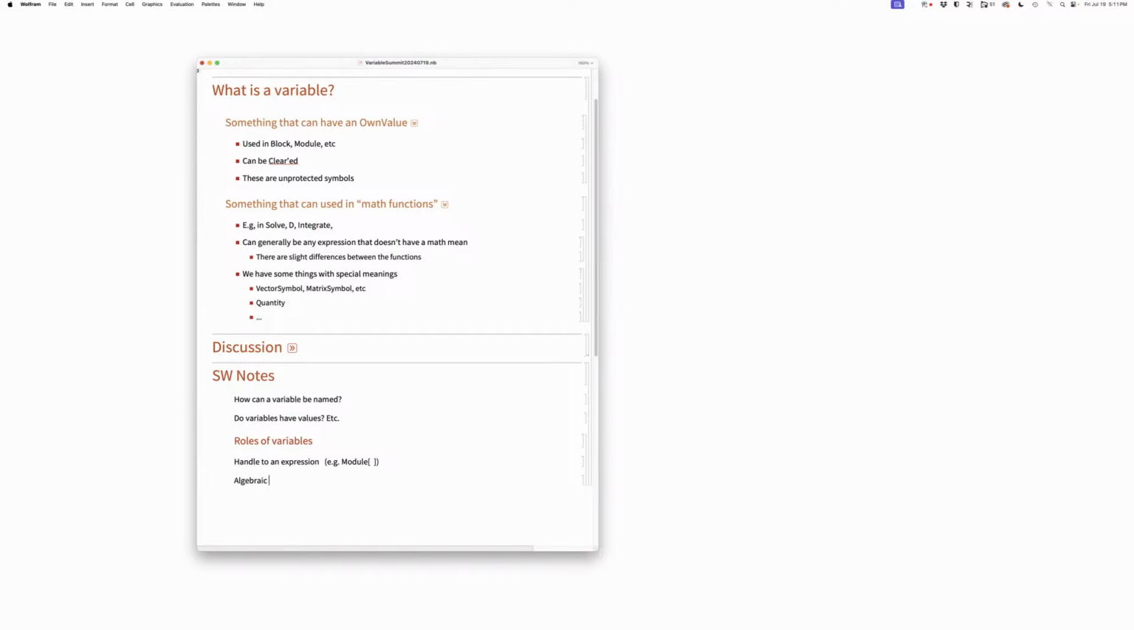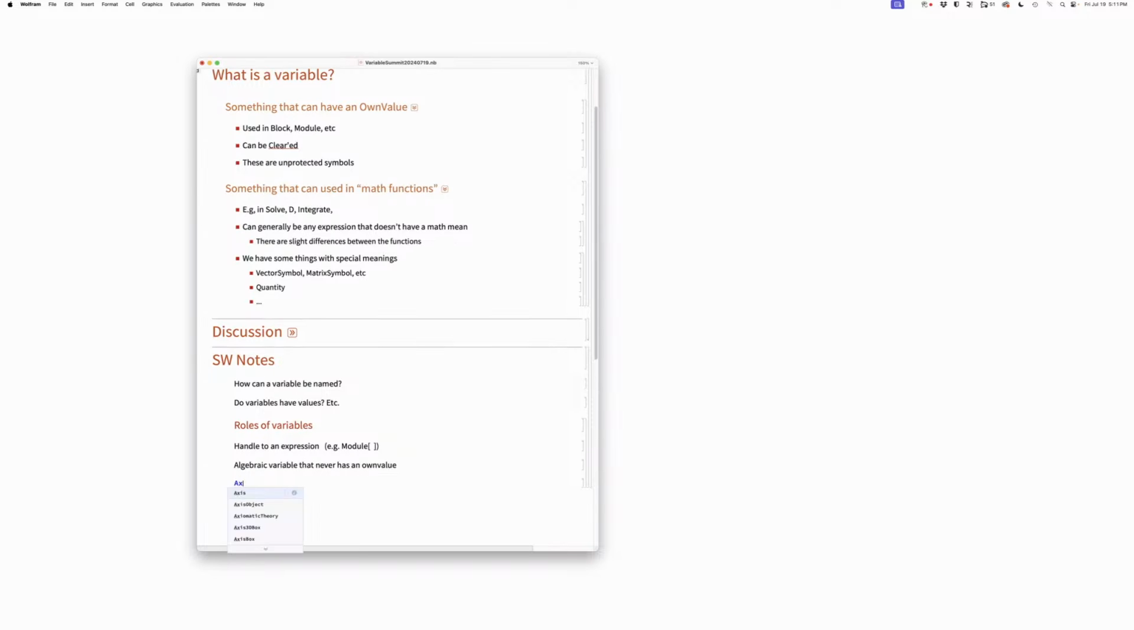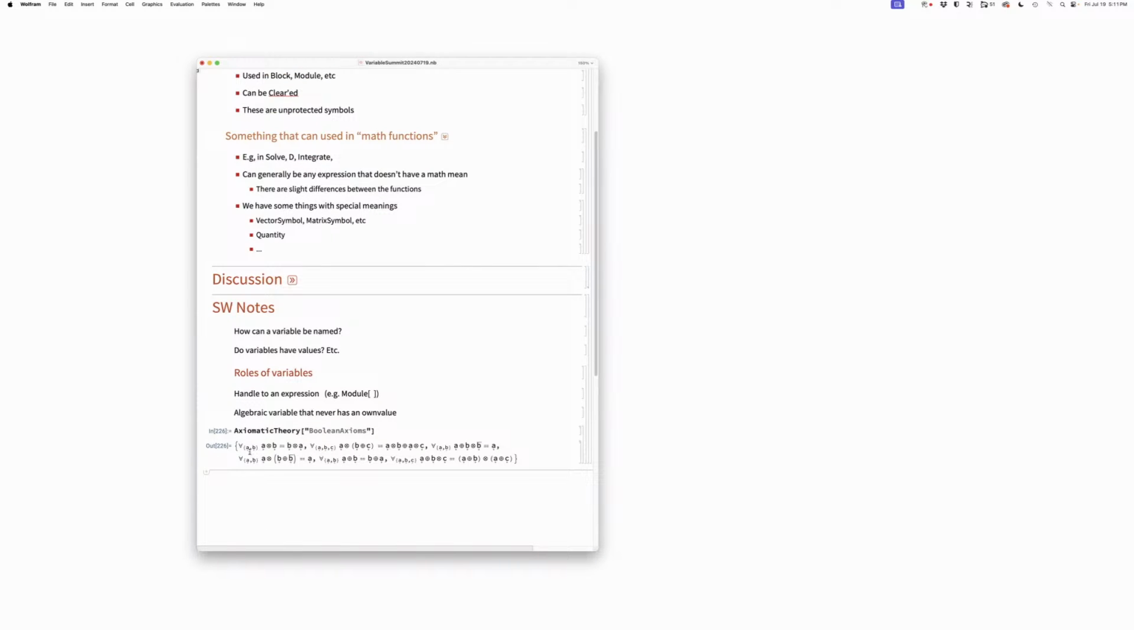There's an algebraic variable that never has an own value. For things like axiomatic theory, we have some ugliness here because we're using these formal variables, because we want things which can never have values. They are, in a sense, intermediate between these handle-type things and algebraic variables, where we can imagine in many cases that we actually do want them to have a value.